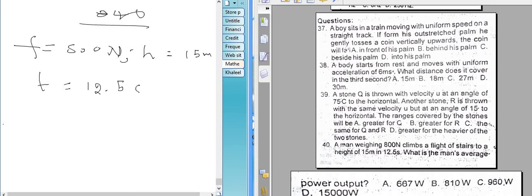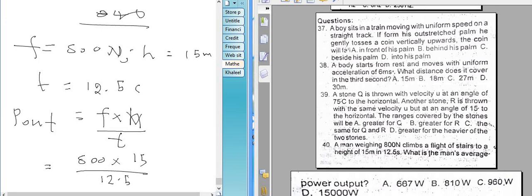So now the power output is always equal to force times velocity. Force times velocity, which is force times height, all over the time. So this is equal to the force, 800 newton, times the height, which is 15, all over time 12.5, which is equal to 9600 watt. So therefore the correct option is option C.